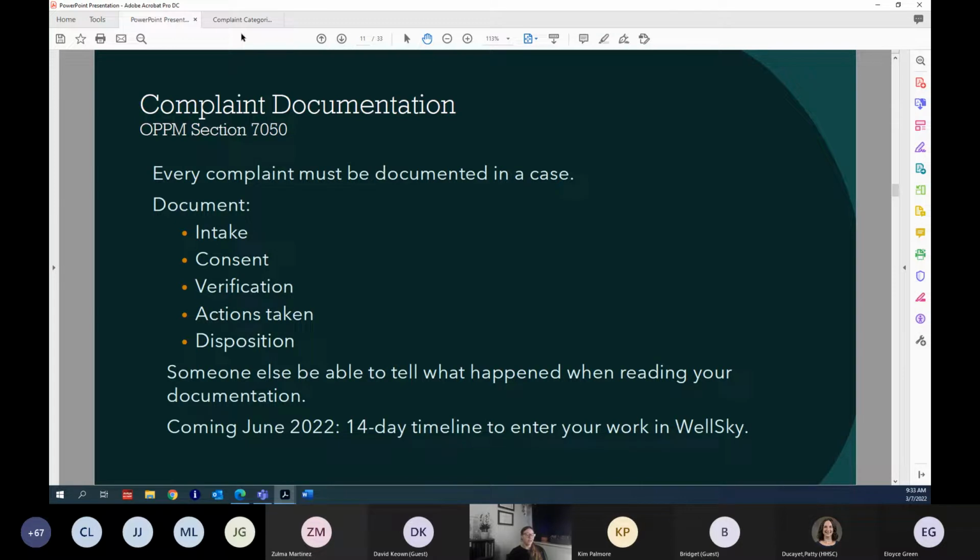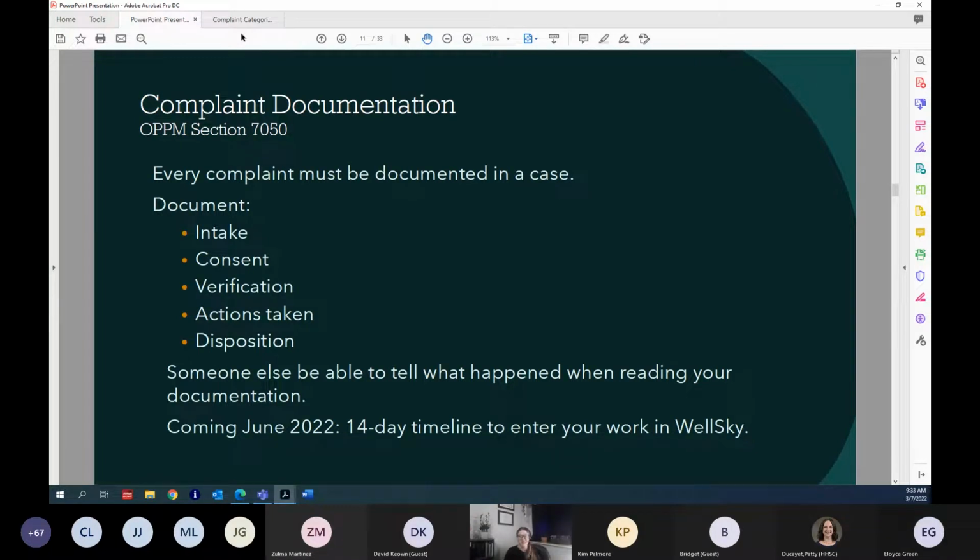For example, if it's a complaint that affects multiple residents or the resident is unable to consent. Verification, whether or not the complaint is generally true and accurate, the actions that the ombudsman took to investigate the complaint, and the disposition. So how satisfied is the resident with the work that you did and the resolution of the complaint?